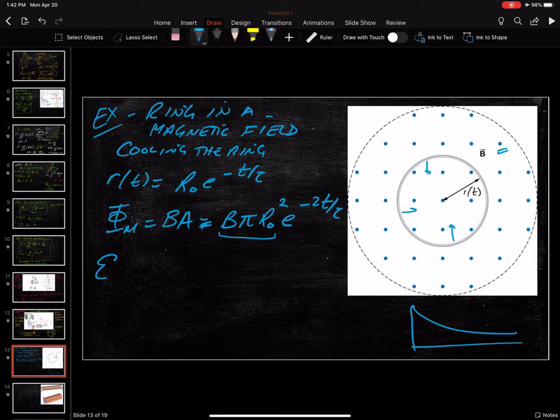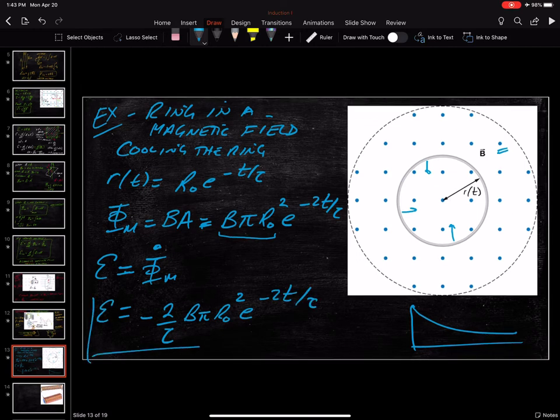My pen's having a little bit of a lag issue here. Phi m dot. So I just need to take the derivative of this thing with respect to time. And when I do that, I find that I get minus 2 over tau B pi r naught squared e to the minus 2t over tau. So that's my induced voltage in that ring. Piece of cake, nothing to it.